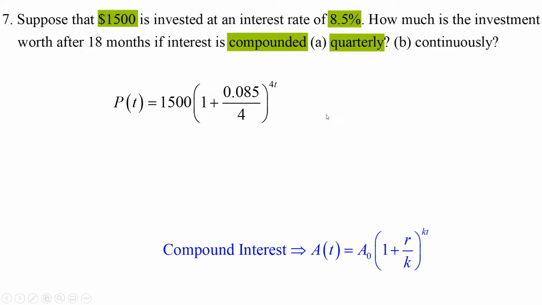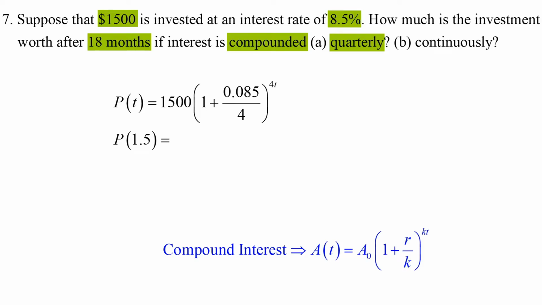Now, let me see. What is this investment worth after 18 months? Hey, don't throw an 18 in for that t there. That'd be 18 years. What is 18 months? That would be 1.5 years. So we need P of 1.5. So we get our calculator out and let t equal 1.5.